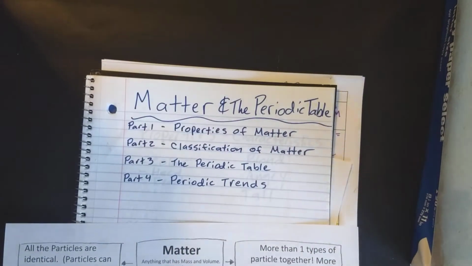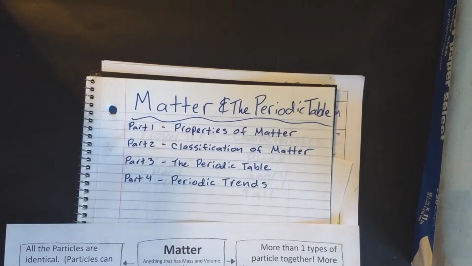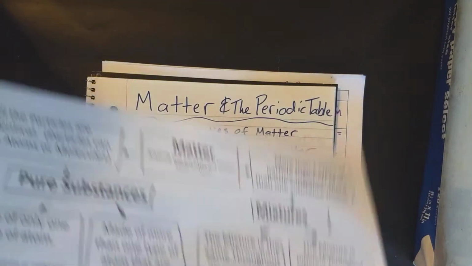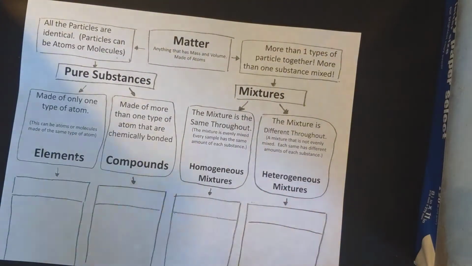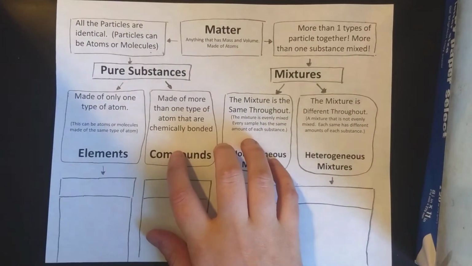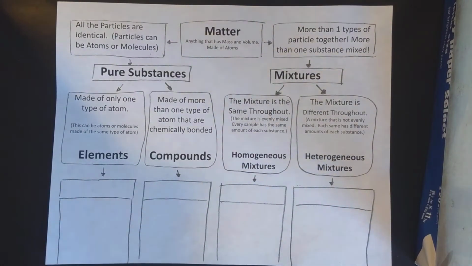This is my second review video on matter and the periodic table. In this video, we're going to talk about how we classify matter. So you probably have a paper that looks like this in your notebook, okay? And I printed out the notes just so you guys could read them better. So this is a little graphic organizer to help you classify matter.